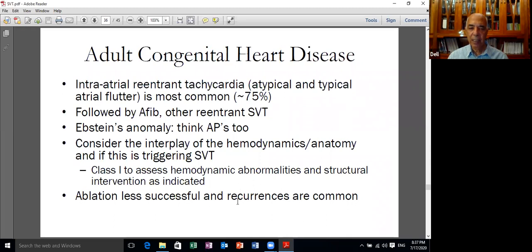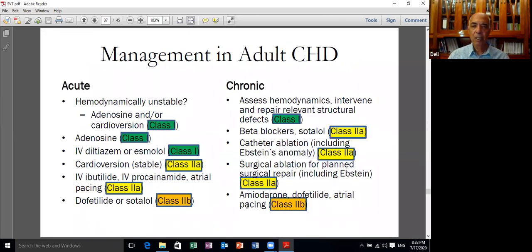Ablation is less successful in these patients because you get a Swiss cheese appearance of the myocardium. So if you close one channel by ablation, another channel will rise up, and you get a high percentage of failure under these circumstances. So how do you treat supraventricular arrhythmia in adults with congenital heart disease?